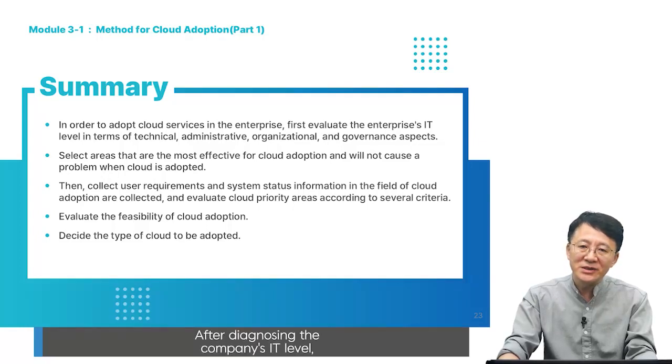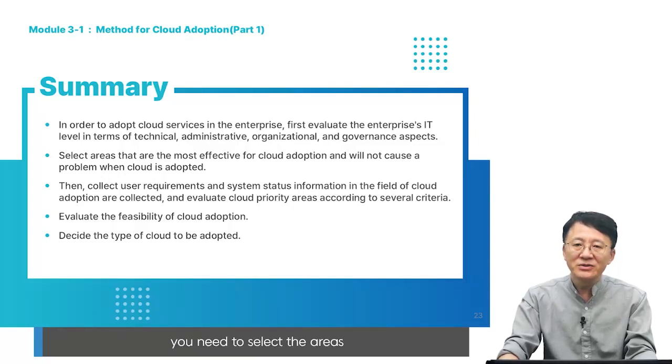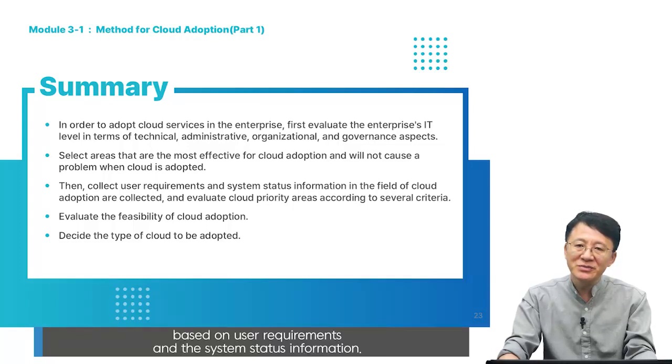After diagnosing the company's IT level, you need to select the areas where cloud adoption will have the greatest effect. At this time, there should be no problems with performance, restrictions, and compliance due to cloud adoption. The cloud application system is decided based on user requirements and the system status information. Once you have decided on your cloud adoption system, you need to evaluate the cloud adoption feasibility and determine the type of cloud adoption.